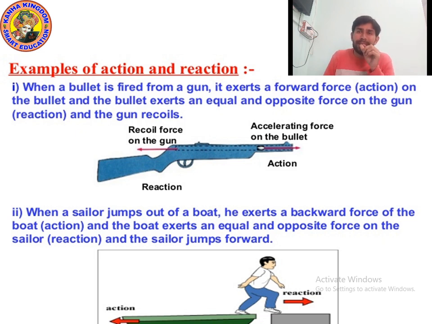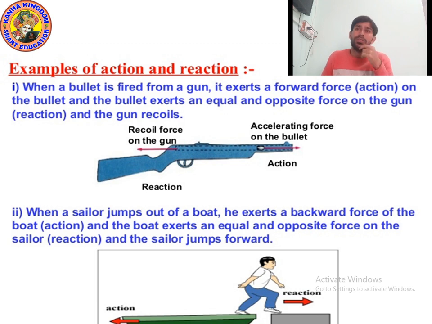So when a bullet is fired from a gun, it exerts a forward force. When you shoot from the gun, the bullet goes forward. Why? Because the gun is applying a force on the bullet, which is actually action. At the same time, the bullet also applies force on the gun in the backward direction. So it is reaction, and both are in opposite directions.